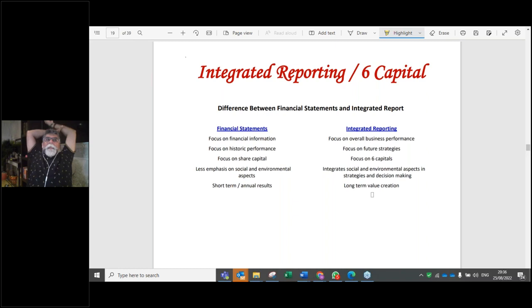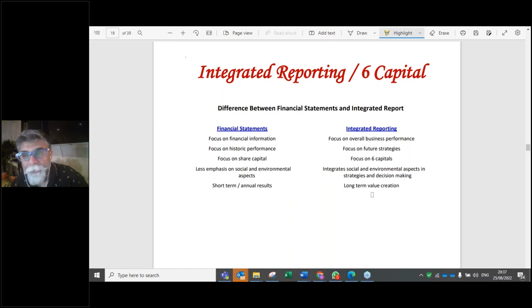So what is integrated reporting? It is a report which integrates a lot of things. The starting point is we need to understand the limitations of a financial statement. Financial accounts and annual reports are more focused on shareholders, whereas integrated reporting is more focused on stakeholders. They focus on shareholders as well. It's not like they don't focus on shareholders, but other than shareholders, they also focus on various stakeholders.